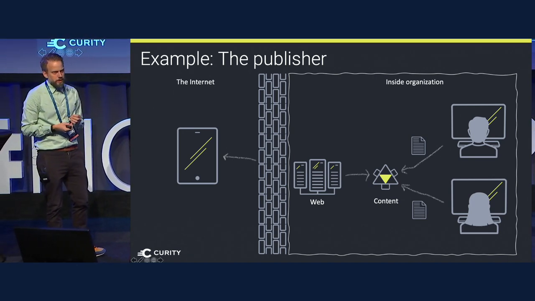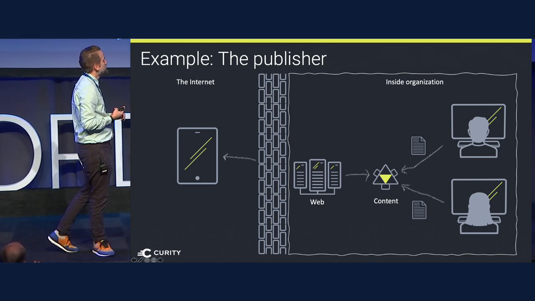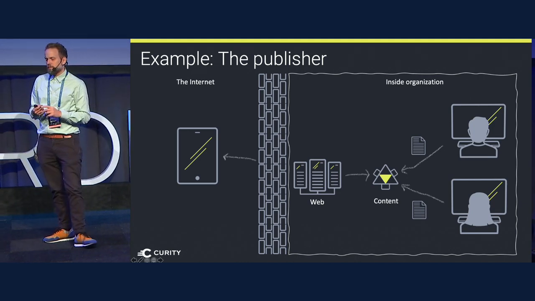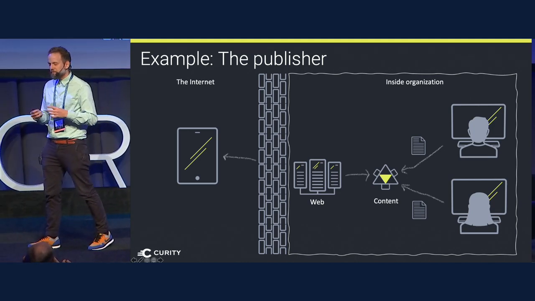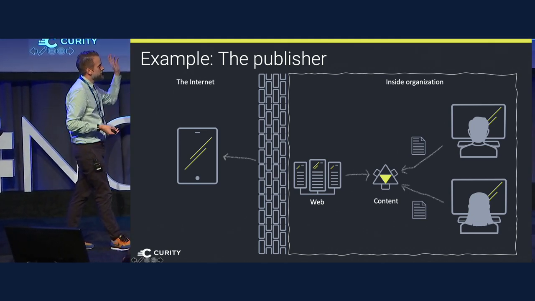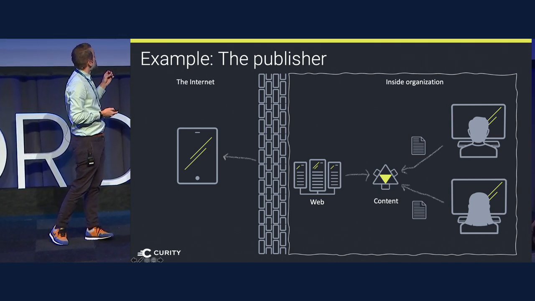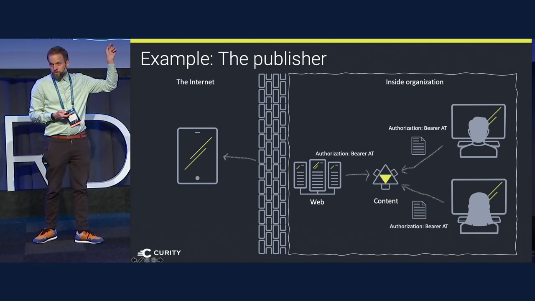Let's assume we have an organization where reporters eagerly write articles. Now we have a token-based authentication mechanism, so they log into their workstations, log into their app, and then they start publishing stuff. And we're passing tokens around.